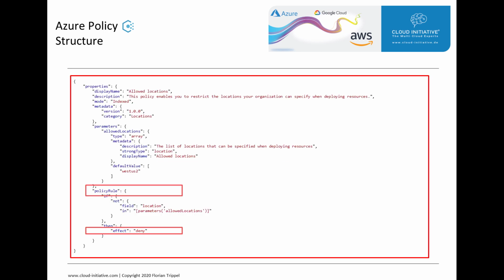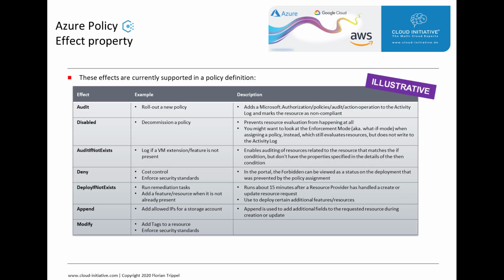Okay, now let's have a look at the policy structure. Here we see the JSON structure of a policy. Notice the policy rule. It contains an if block and a then block. The then block contains an effect property. This effect property determines how we react to policy violation. Here's an illustrative table of possible values for the effect property.